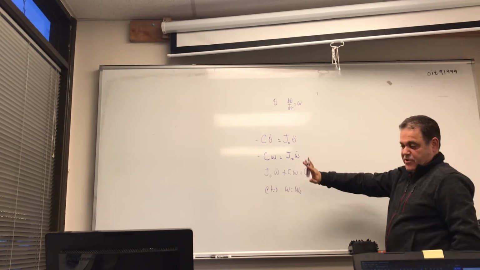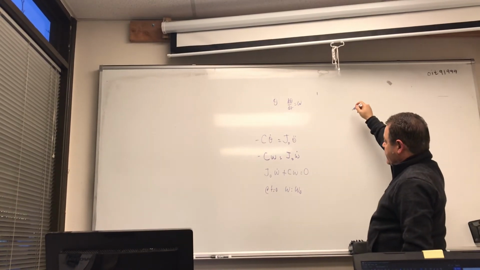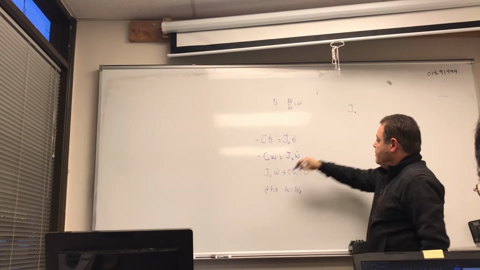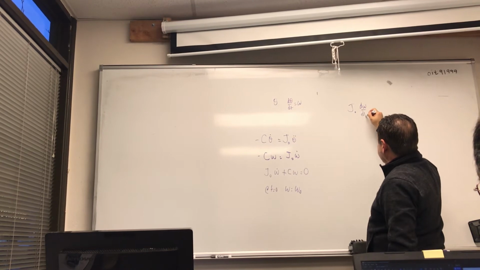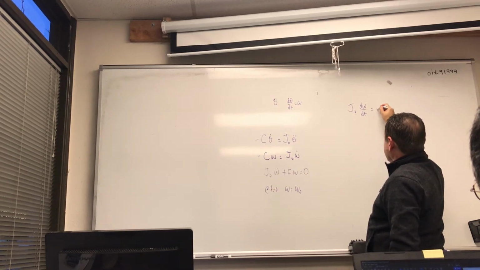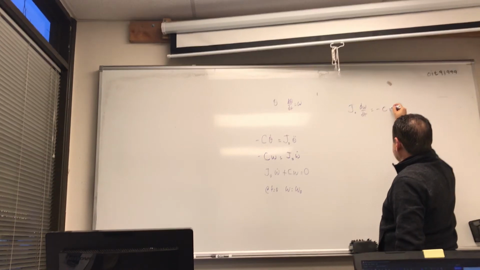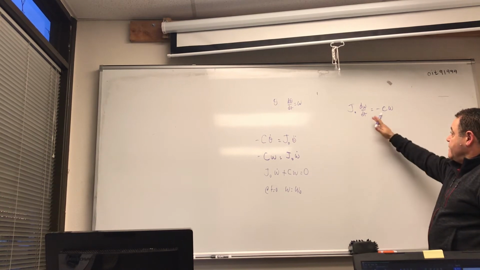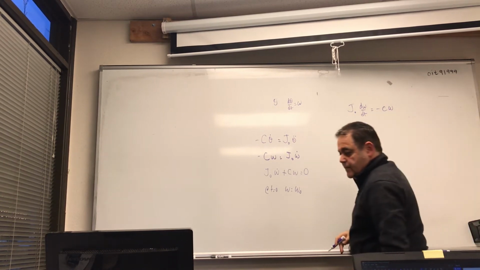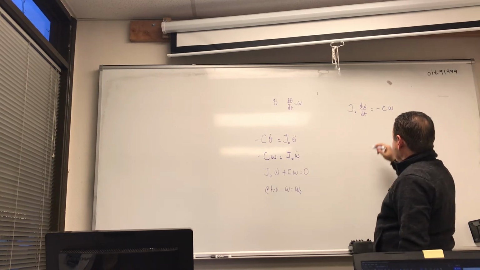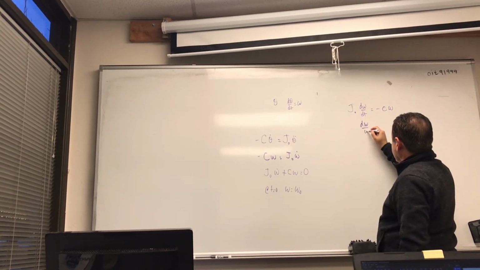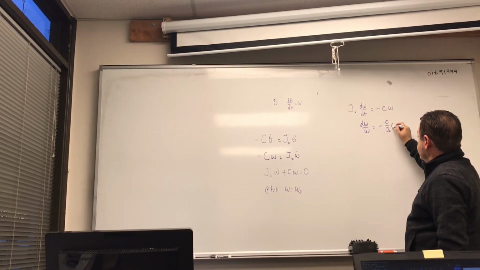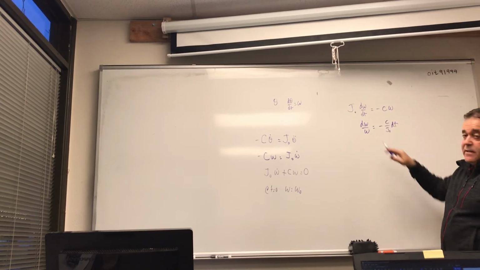So how do we solve this? I will write it as J naught d omega over dt is equal to minus c times omega. So when you do separation of variables, you get the time on one side and the other stuff on the other side, right? So I could say, for example, that d omega over omega is equal to minus c over J naught times dt. Do you agree that this is the same thing as this?